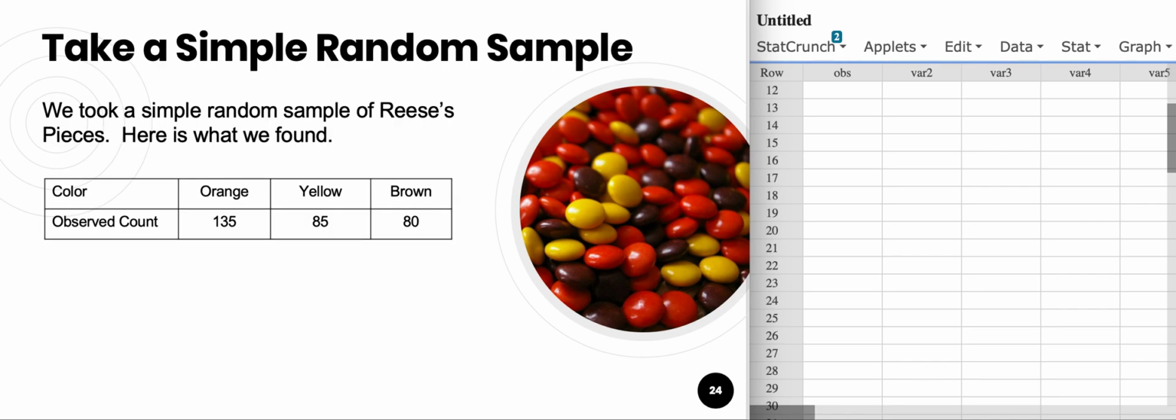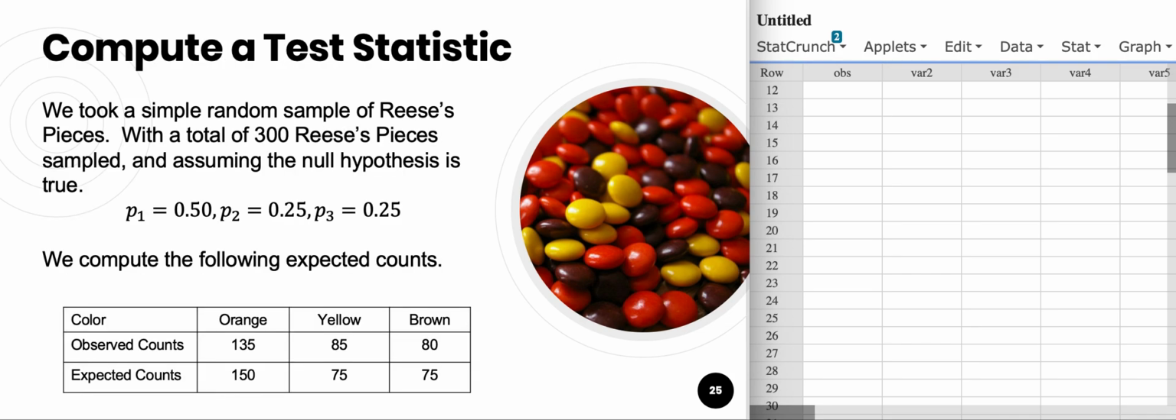So let's take a sample. In our sample, we observed 135 were orange, 85 Reese's Pieces were yellow, and 80 were brown. So from our sample, we're now going to compute a statistic. And in order to compute a statistic, we need the expected counts.